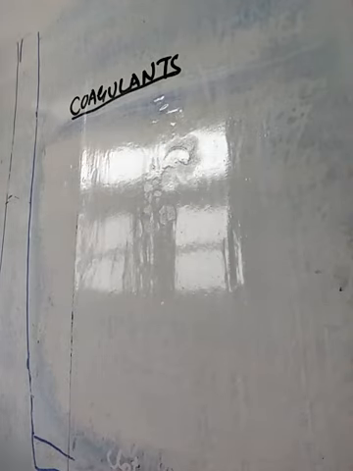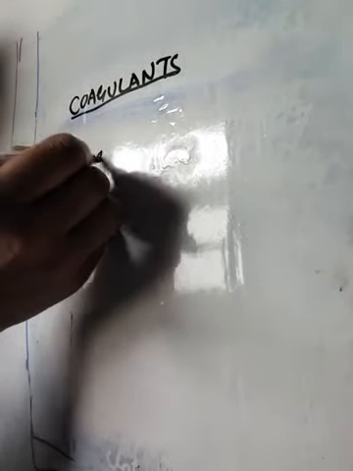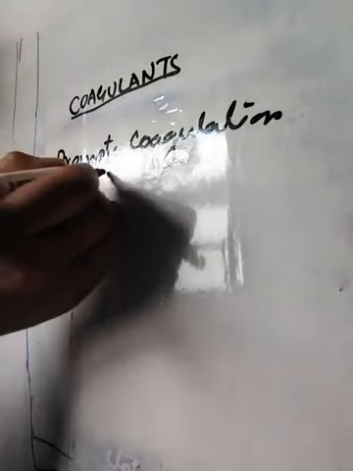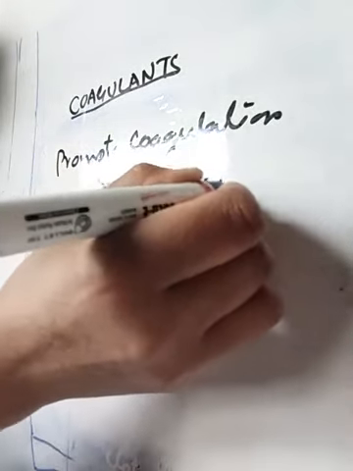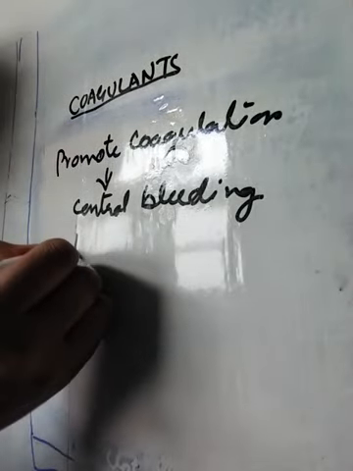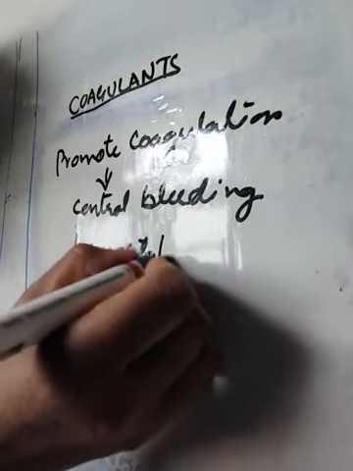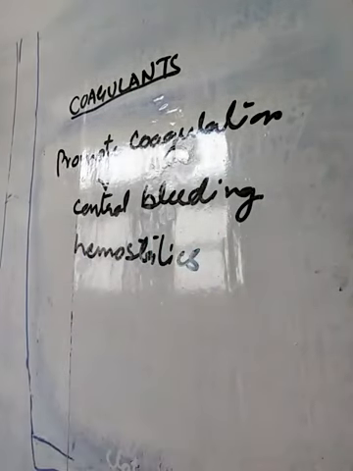Coagulants are the drugs. These are the drugs that promote coagulation. These are used to control bleeding. And are given the another name, that is hemostatics. That means coagulants are also called as hemostatics.